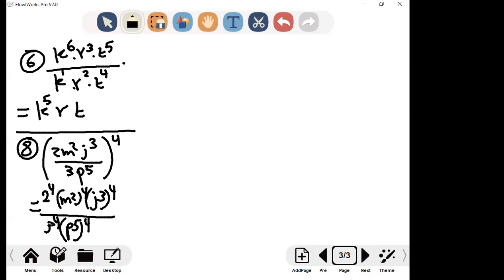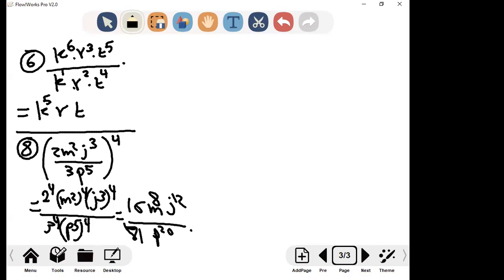Now simplify. 2 power 4 is 16. M power 2 power 4, m power 8. J power 3 power 4, j power 12. Over 3 power 4, 81. P power 5 power 4, p power 20. Can we simplify more? No. We could simplify the numbers, but I don't think so. So 16 m power 8, j power 12 over 81, p power 20.